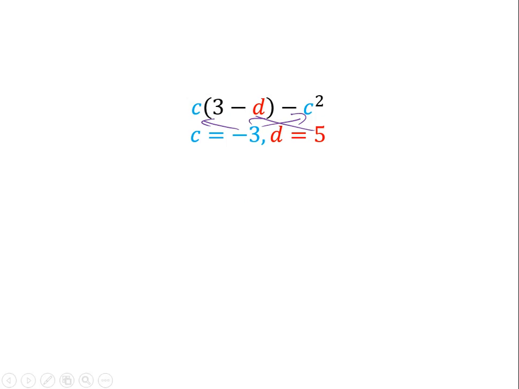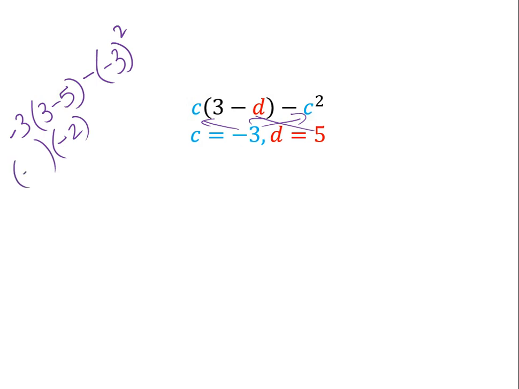From here, when we rewrite this, it would be negative 3 times parenthesis 3 minus 5 close parenthesis, minus, and then in parentheses, negative 3 squared. Remember PEMDAS, please excuse my dear Aunt Sally, we do parentheses first. Inside the parentheses, 3 minus 5 is negative 2. So we have negative 2, and then we multiply that by negative 3, minus negative 3 squared. After parentheses, we do exponents. So negative 3 squared is 9.